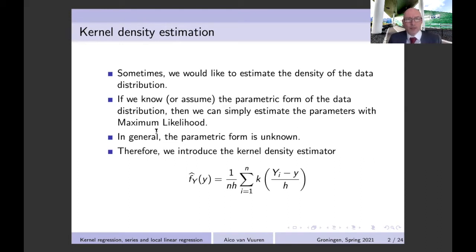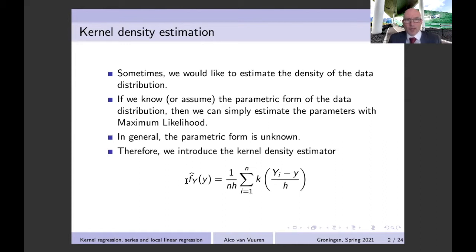But you should realize that in many situations, the parametric form may not be known. It may even be the case that we do not want to make any assumptions with respect to the parametric form. If we're in that situation, then we are in the world of non-parametrics. In this case, we would like to estimate the density, and the most used density estimator in non-parametrics is a so-called kernel density estimator.